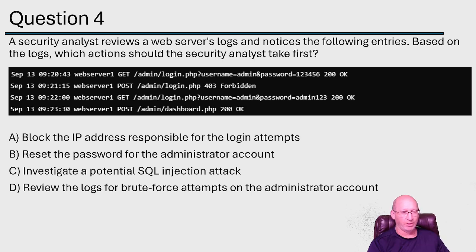I think if you look at reviewing the logs for brute force attempts on the administrator account, and we look at the question, it says, which action should the security analyst take first? We know that it's gained access. We can see that because it wasn't forbidden, right? Then I would have to say that B is the best answer. B is going to be the correct answer on this one. It's going to be reset the password for the administrator account.